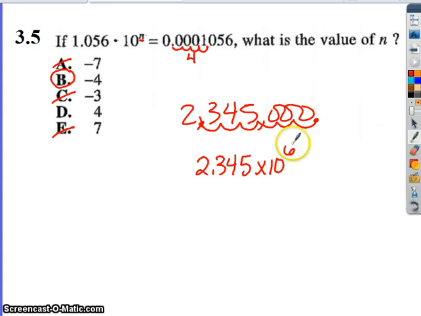I like to think of those positive exponents as meaning it's a very big number, and the negative exponents as meaning it's a very small number. That's easier for me memorizing it. You can memorize the directions you move the decimal also if you would like to do that.